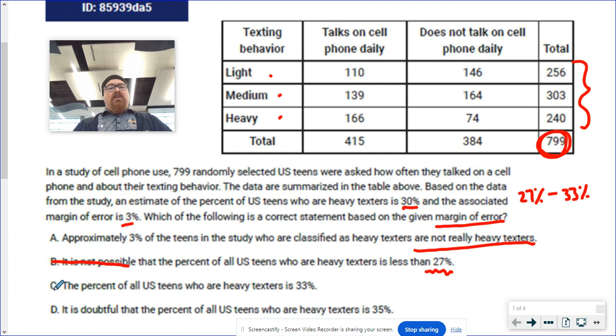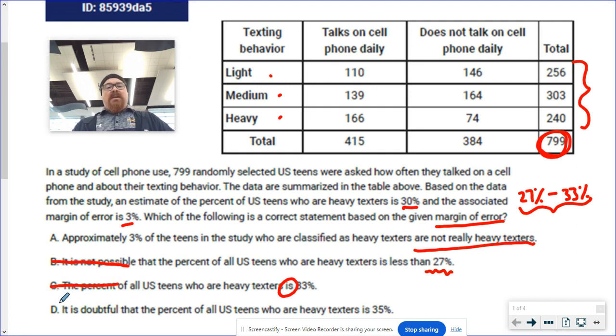Okay. Here's another example of this. The percent of all U.S. teens who are heavy texters is 33%. I'm going to focus on this word is. That's saying is, meaning it is definitively 33%. That's not how margin of error works, right? So based on the margin of error, we're not saying that it is 33%. We're saying most likely it's between 27 and 33. So because of that absolute word is, we're definitely not going to include this either.